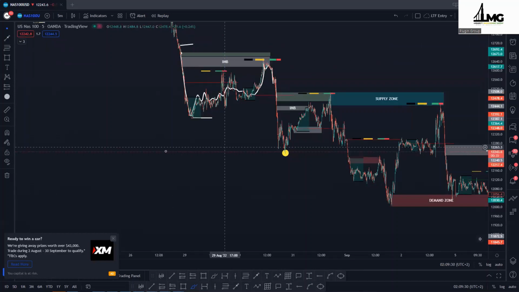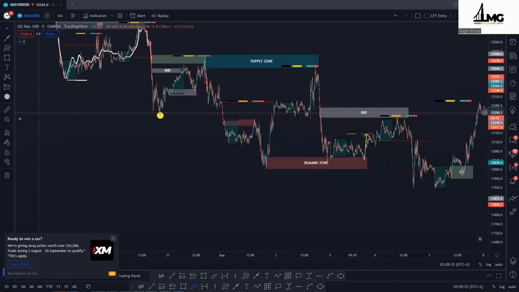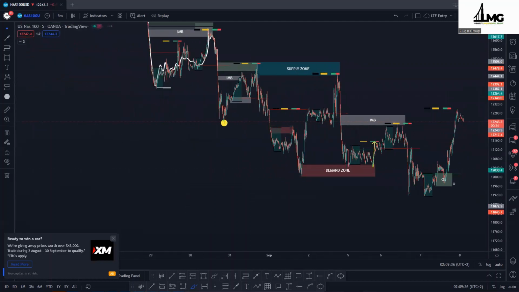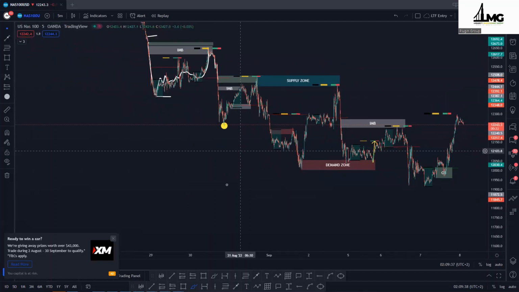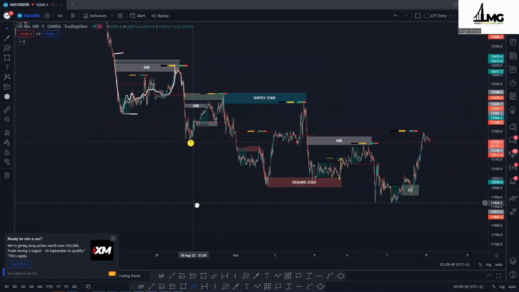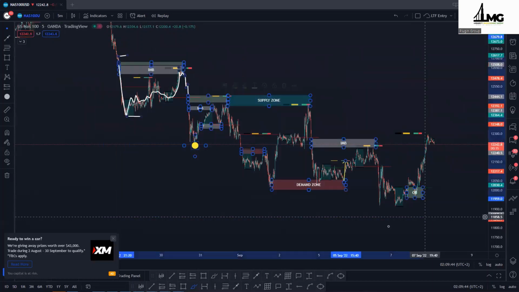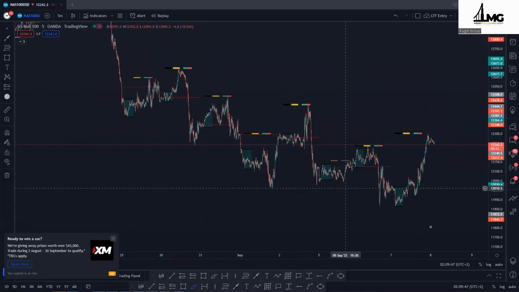So let me jump into order blocks and the OTE levels, right? Order blocks and the OTE levels. So let me try to clear up this chart right here and start afresh. Okay, perfect. So first example that I can see off the top of my head is this right here.